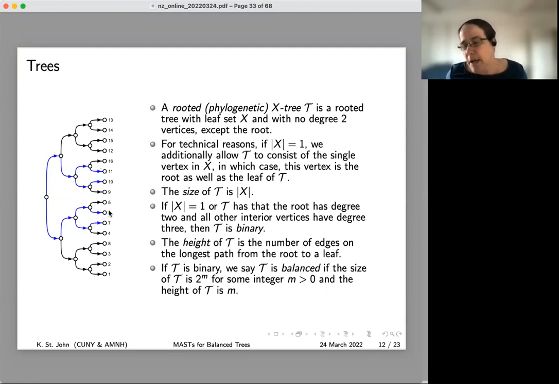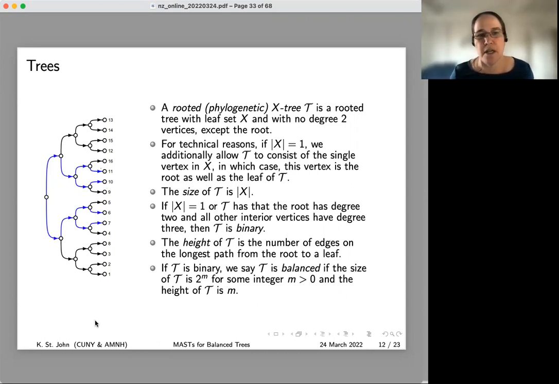And we're interested in binary trees, so every internal node has 2 children, and every node has at least one edge coming in if it's not the root, or x equals 1. We'll talk about the height as being the longest path from the root down to the leaves. And again, because it's binary, everyone has the same length path down to a leaf. And we're interested in balanced trees. So for balanced, we will always have the case that n equals 2 to the m for some integer m, and m is the height.